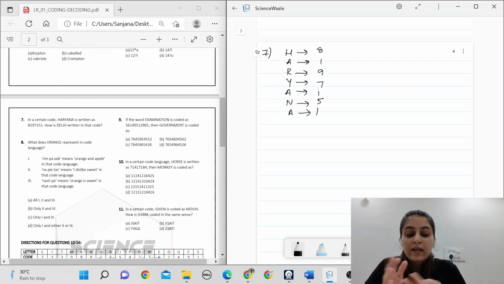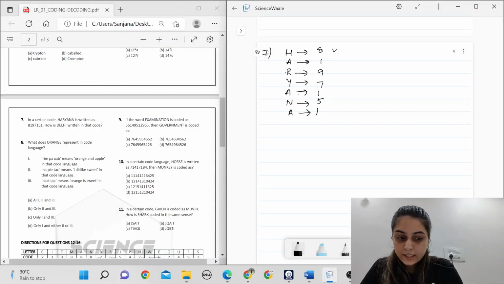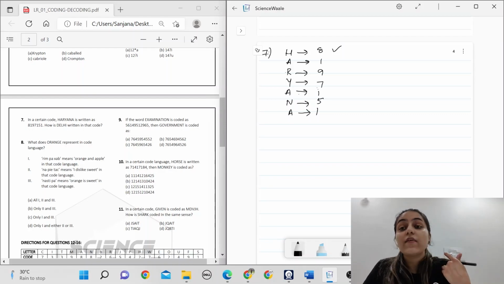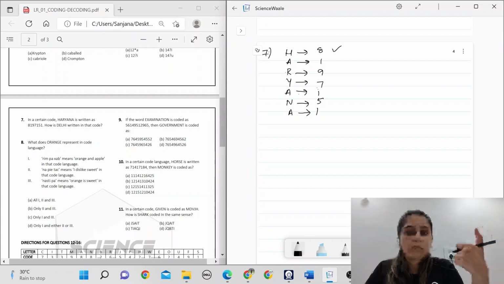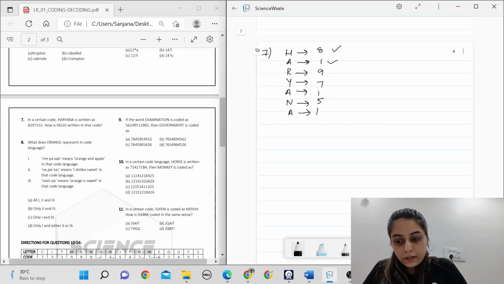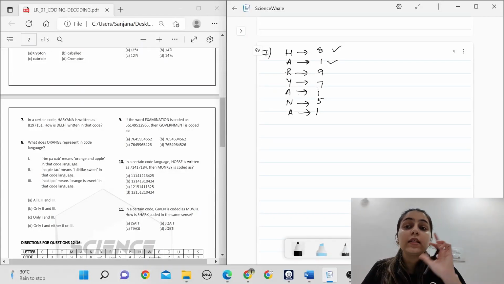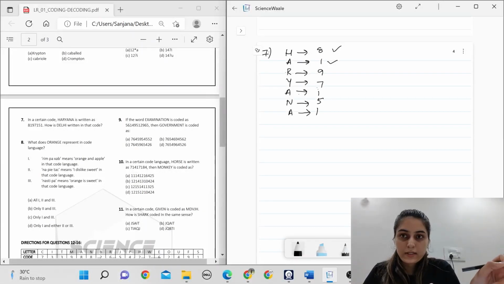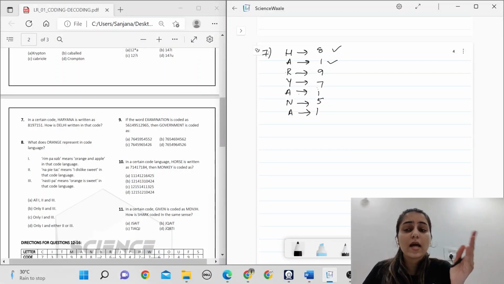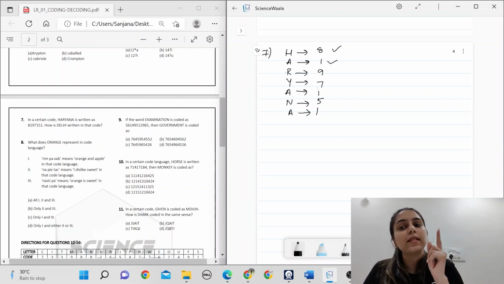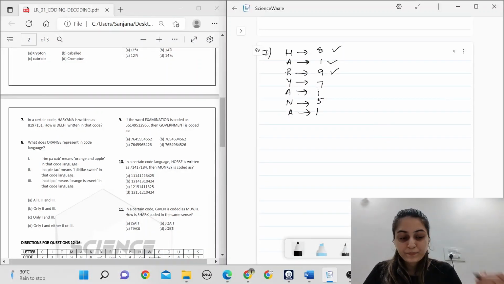A B C D E F G H. So H comes in the 8th position, so hence it's written 8. It satisfies our logic. A is the first letter of the alphabetical series, so it's 1. It satisfies. R is the 18th letter in the alphabetical series, and I have told you that if it's a double-digit number, then we need to take the sum of the 2 digits. So since R is the 18th letter, 8 plus 1 is 9. So here it goes 9.